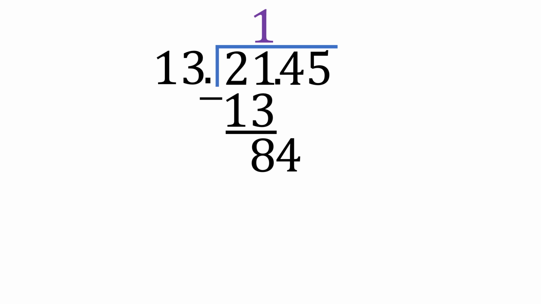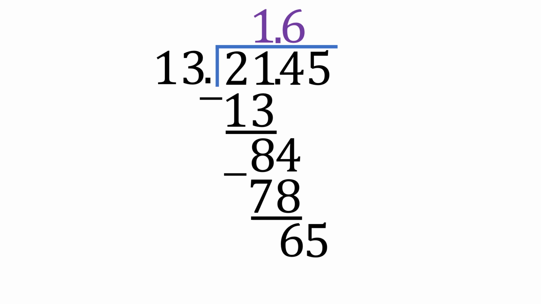And then let's divide. So 21 divided by 13 will be 1. 1 times 13 is 13, and subtract. So the difference is 8. And then bring down 4. So we have 84 divided by 13. But before that, let's copy the decimal point. And so we have 6, because 6 times 13 is 78, and that's the closest to 84. And then we will subtract. So the difference is 6. And then bring down 5. So 65 divided by 13 will be 5, because 5 times 13 is exactly 65. Then if you subtract, that will be 0, and there's nothing to bring down. So the quotient is 1.65.